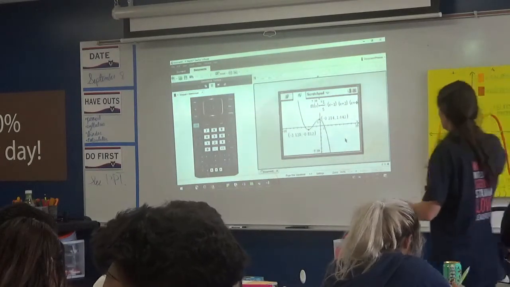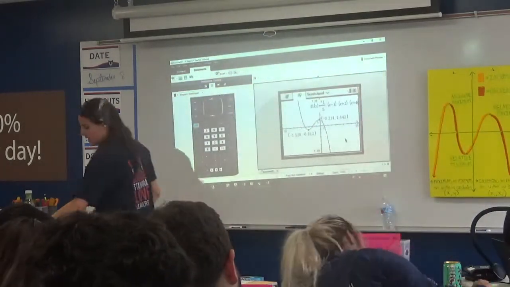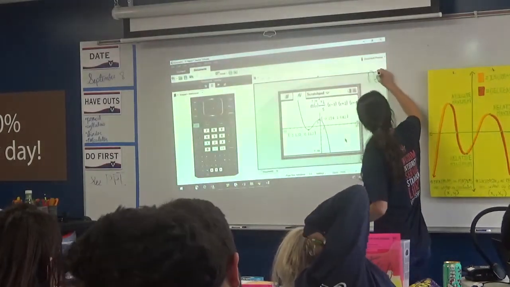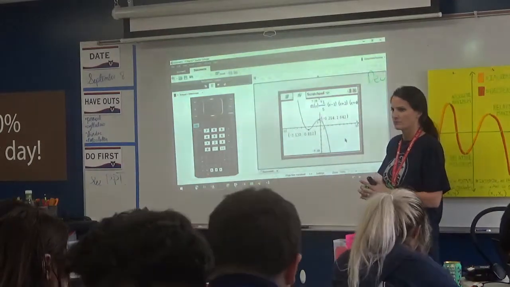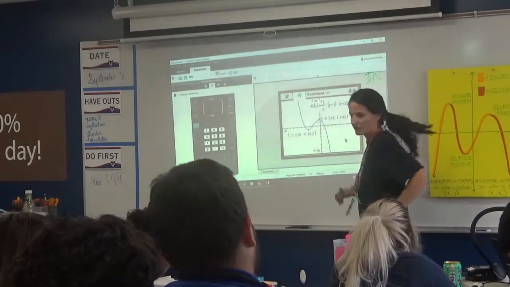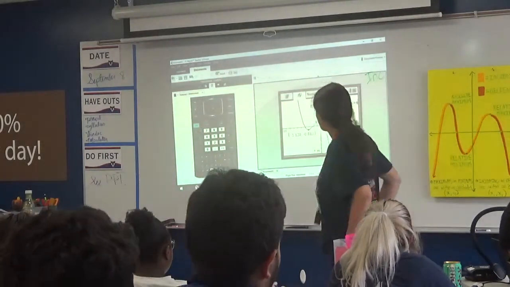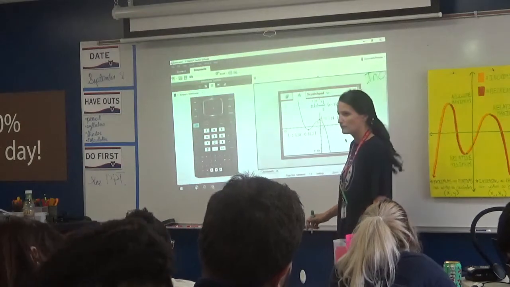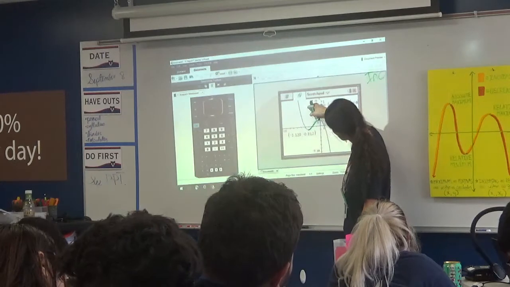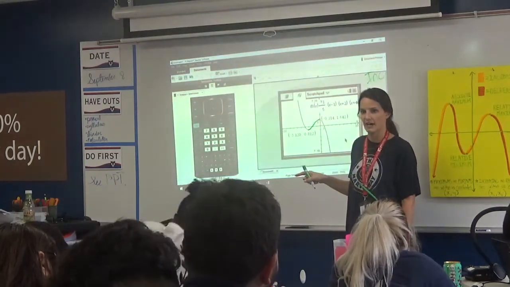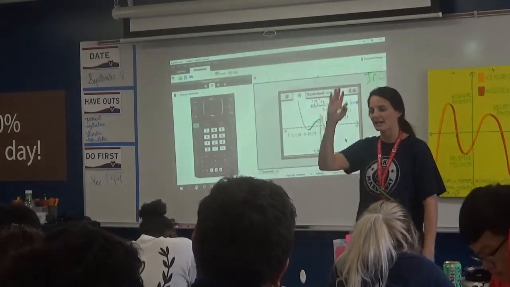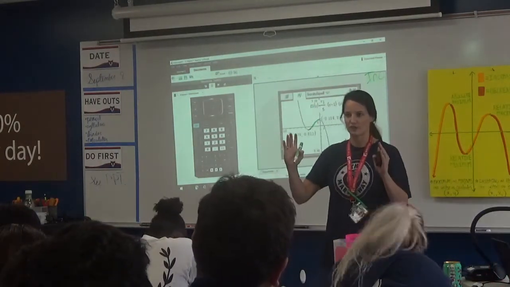I'm just going to write it over here because I can't show both at once. First thing it asks for is increasing. Where is it increasing? Our graph is increasing, we'd be going up from here to here, right? All the other parts are going down. We're describing an interval of x values. What x value do we start at, and what x value do we stop at?